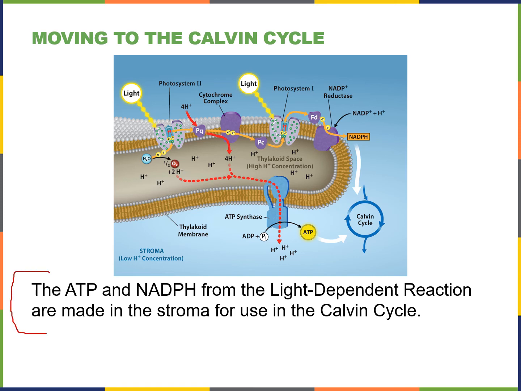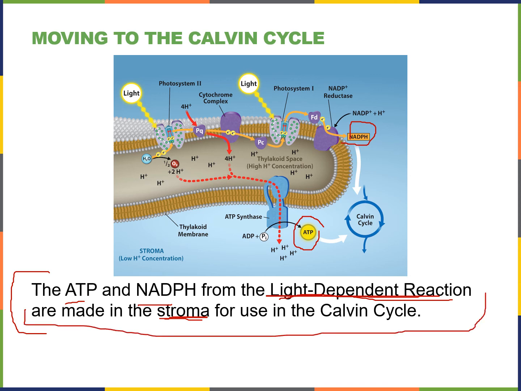So again, the ATP and the NADPH that is generated from this light-dependent reaction, where are they made? They're made in the stroma, and they're going to be used for the Calvin cycle. So again, ATP and NADPH are generated in the stroma. They are part of the light-dependent reaction. Remember, the light-independent reactions do occur without light, but they're using the energy and the resources from this original light-dependent reaction in order to facilitate and accelerate the Calvin cycle.